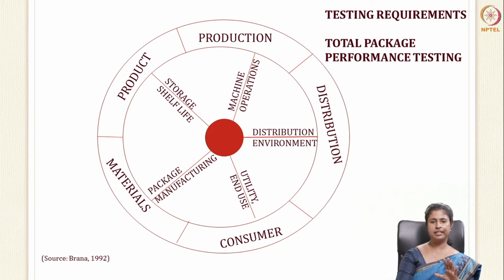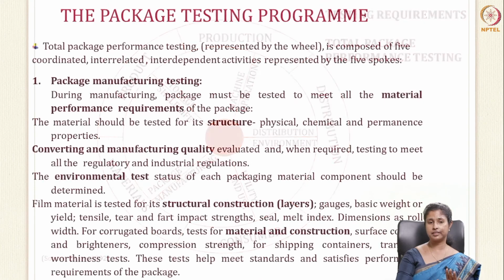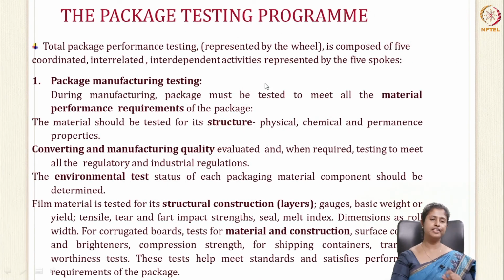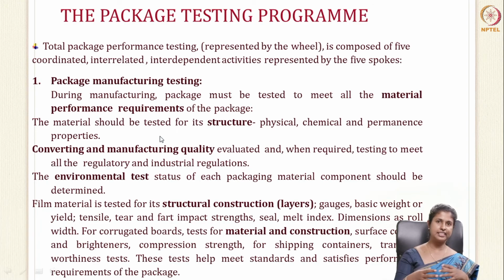Now in this wheel system, all these 5 spokes are equally important. Coming to the first one, product manufacturing testing. During manufacturing, the different materials should be able to withstand all the production lines through which they are going. They should be tested for structure. What things are included in structure? Physical, chemical and permeance properties. Permeance is your barrier property. So these are the tests that need to be done for the packaging material itself, which is the first thing.